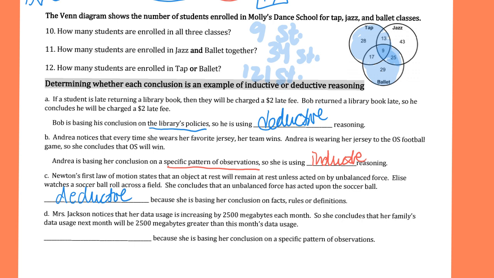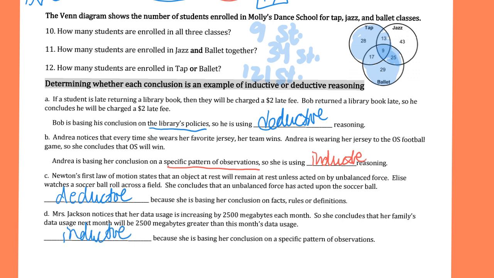The last one says Miss Jackson notices that her megabyte usage increases by 2,500 every month. So the question is this: she's noticing this from a pattern of behavior. So what is the deal? It is inductive reasoning, okay?